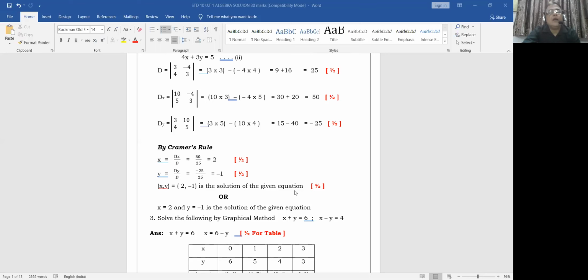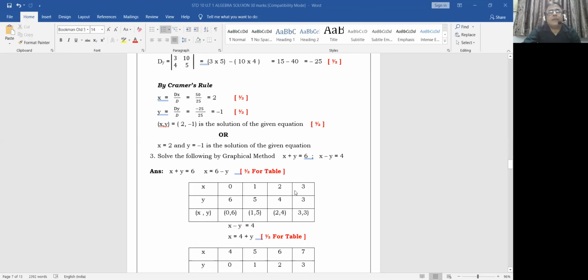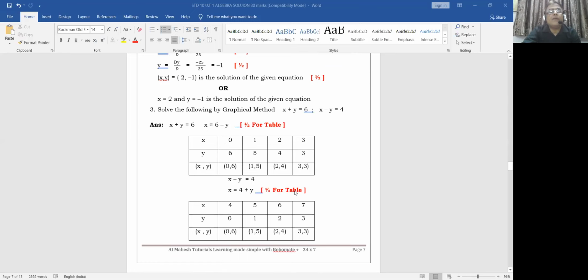Okay. Moving forward, solve the following by graphical method. Now the graphical method table, we will always show in the answer paper in the board exam, not on the back side of the paper, nor on the graph paper. So first one, I assume the values here. I have converted this to x equal to 6 minus y, or y is equal to 6 minus x. Both are correct. So for this entire table being right, give half mark. How do I come to know the entire table is right? If my point of intersection is right, definitely your table is right. Now here I have assumed the value of x as 0, 1, 2, 3, and I got the value of y.